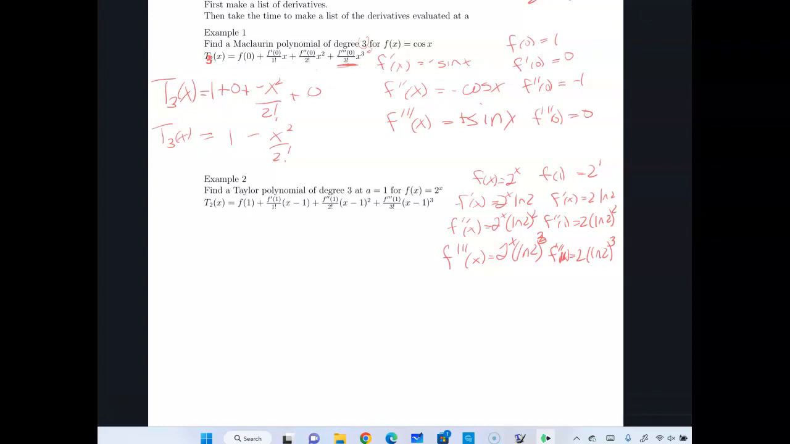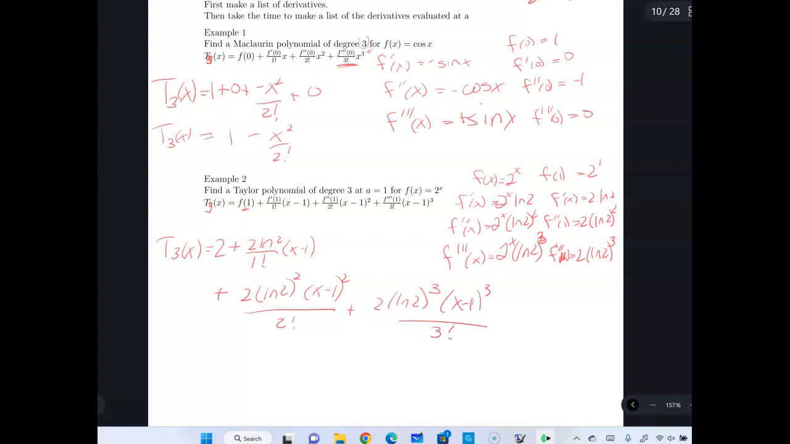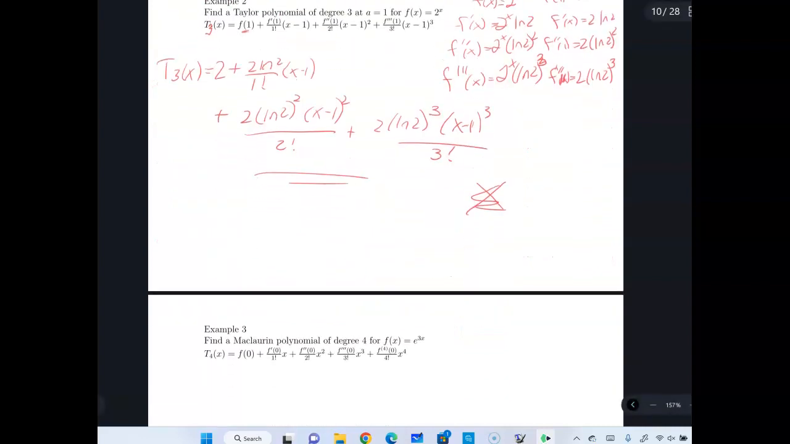Okay, so let's plug that in. Again, I made a mistake. This should be 3, right? T sub 3. So I'm plugging in the Taylor polynomial. I put f of 1 is 2, plus 2 ln of 2 over 1 factorial times x minus 1, plus 2 ln of 2 squared, x minus 1 squared over 2 factorial, and then the last term, 2 ln of 2 cubed, x minus 1 cubed over 3 factorial. Again, that is the answer. You do not have to write the pattern of what the sum is equal to.